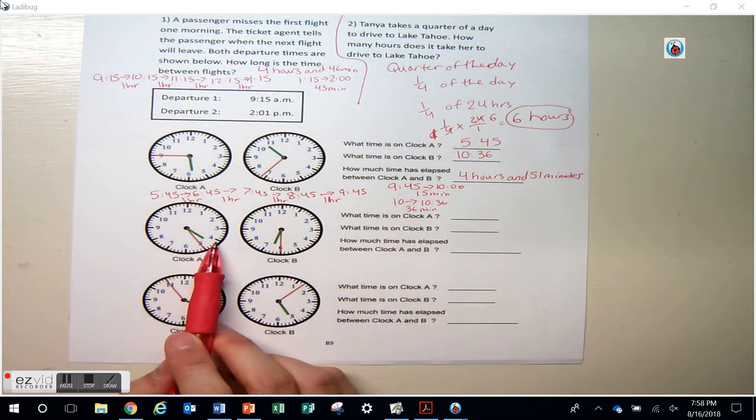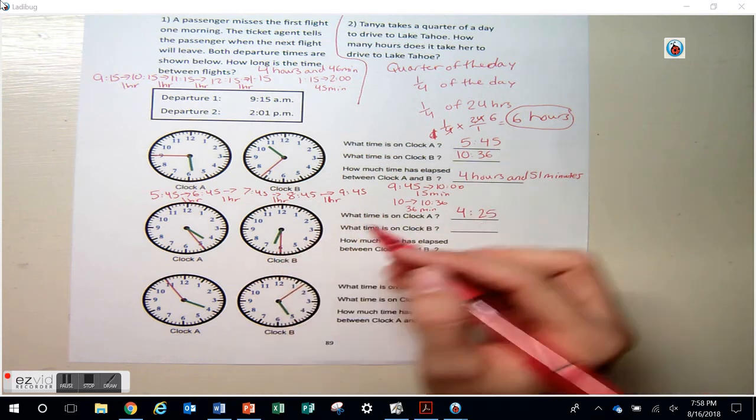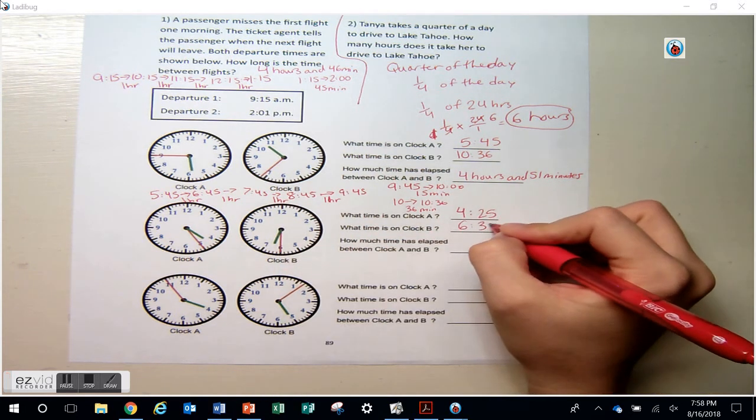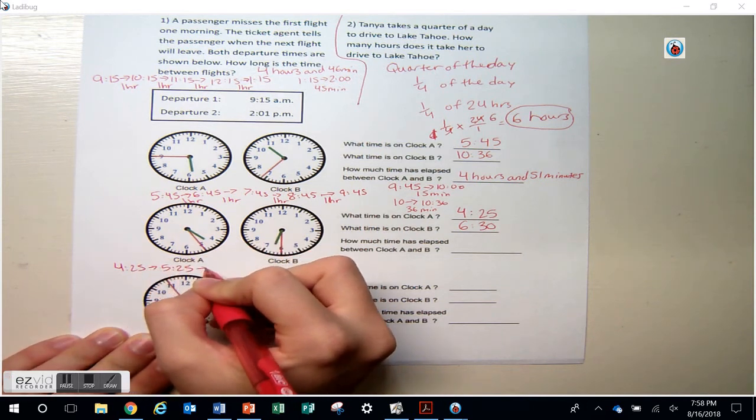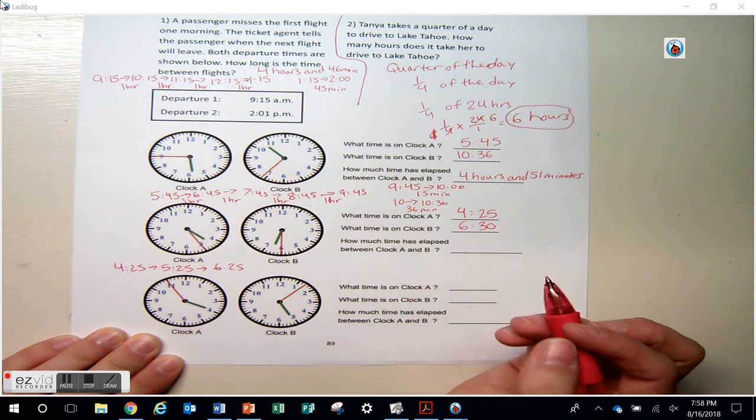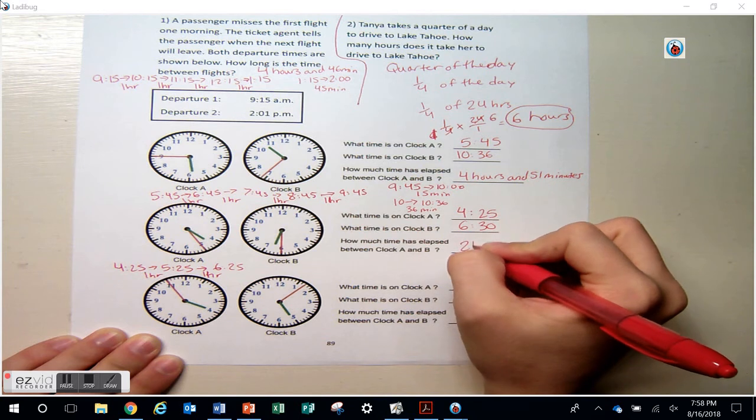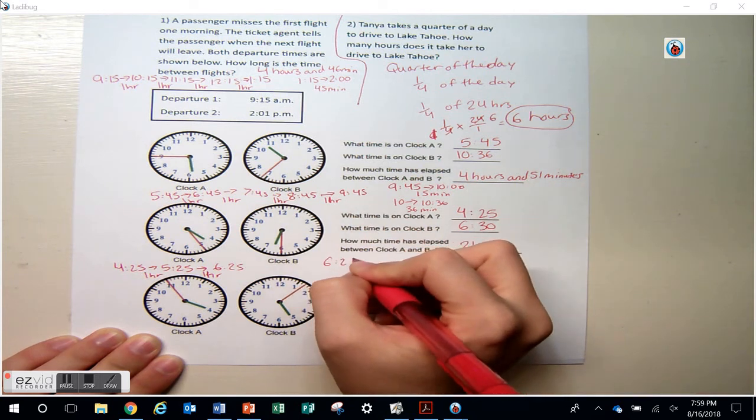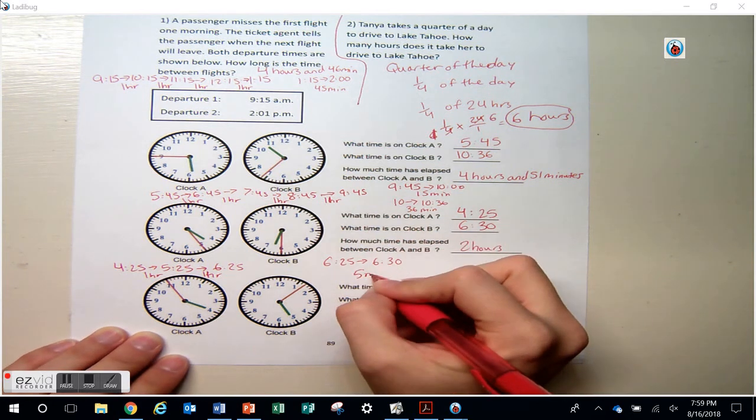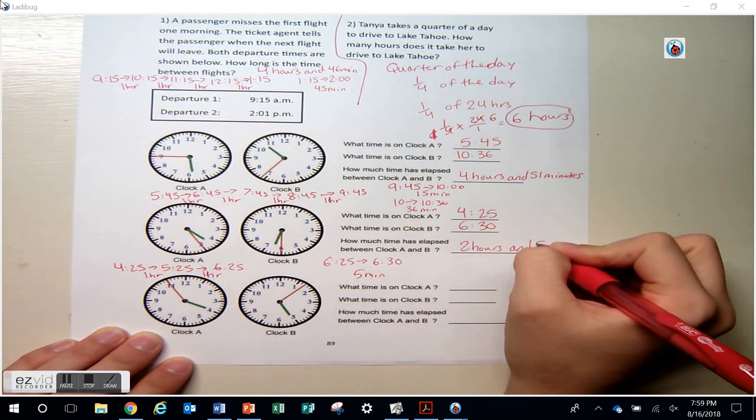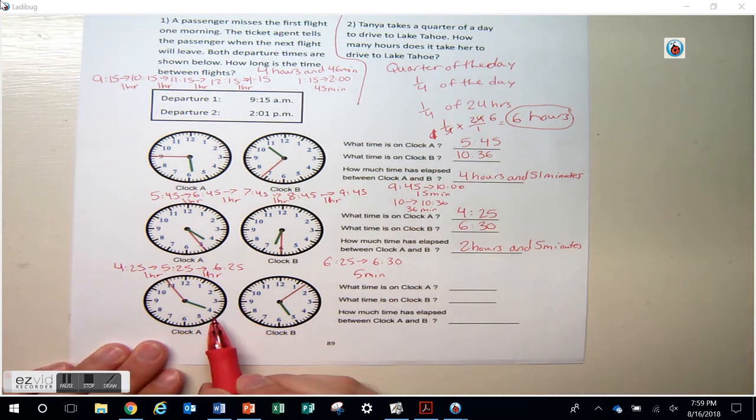Second to last problem here. What time is on clock A? It's past the 4. On the 5, so that's 25. Past the 6. On the 6, so that's 30. 4:25 to 5:25 to 6:25. Oh, so I have 1 hour, 2 hours, 2 hours, and from 6:25 to 6:30, there are 5 minutes. And 5 minutes.